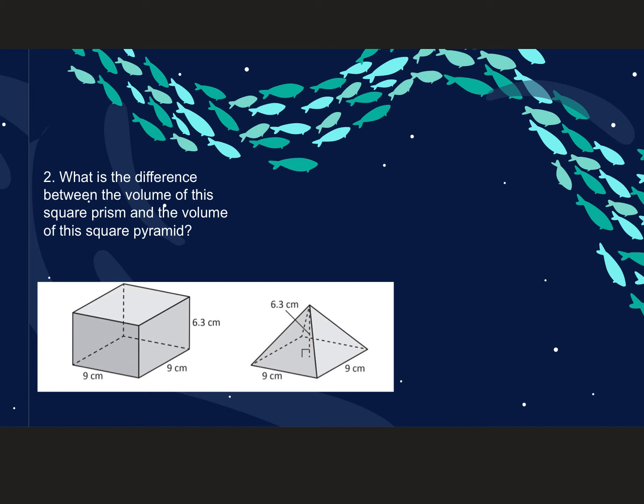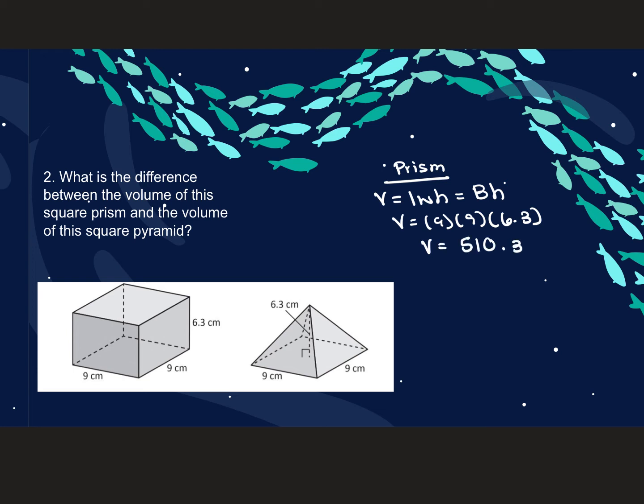All right, so let's first start off by looking at our rectangular prism. The formula is volume is equal to length times width times height, or we can say the area of the base times the height. Here we see that volume is equal to 9 times 9, put my parentheses, times 6.3. And we get that the volume is 510.3 centimeters cubed.